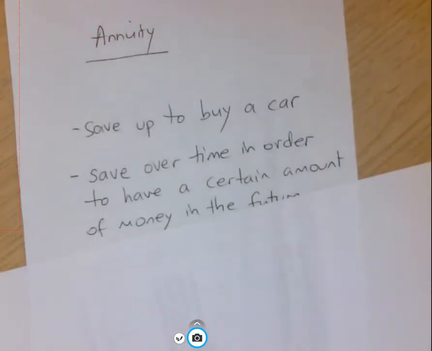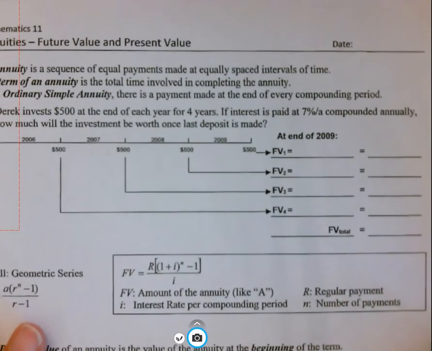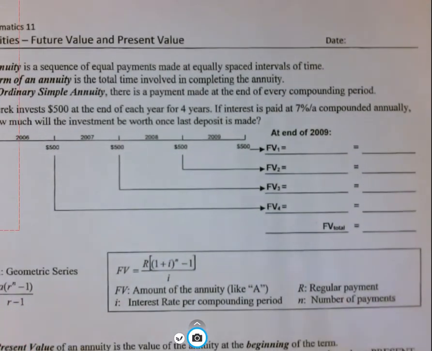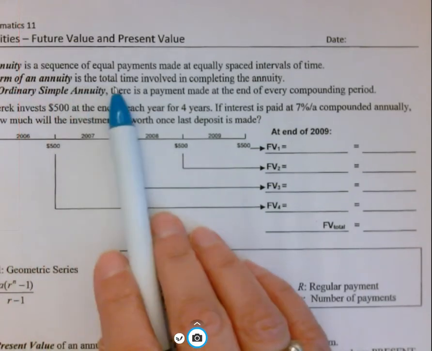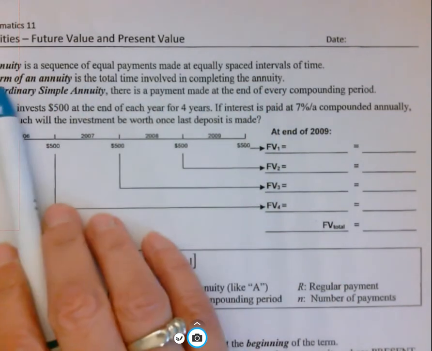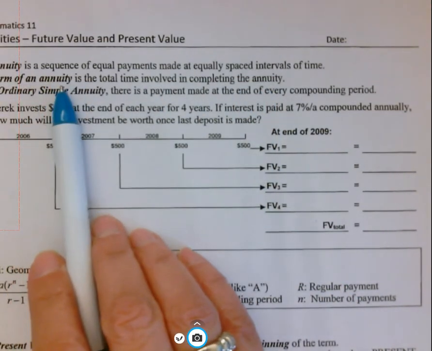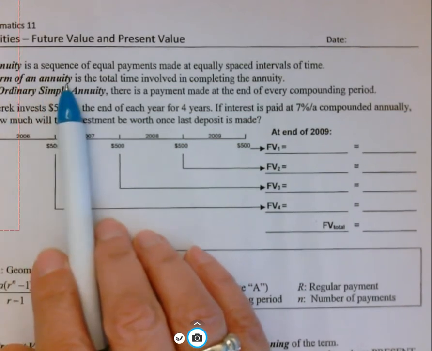So the idea with annuities, I'm going to use the booklet page here. An annuity is a sequence of equal payments made at equally spaced intervals of time. So not to be confused with the compound interest questions, which were a one-time payment. Okay, so this is a sequence of payments. Some language here. The term of an annuity is the total time involved in completing the annuity. So let's say you want to save up some money in order to buy a car in 2 years, then the term of the annuity is 2 years.